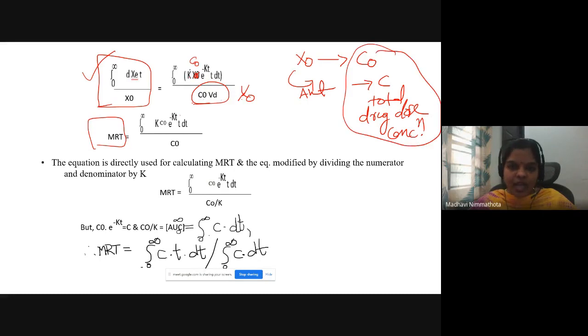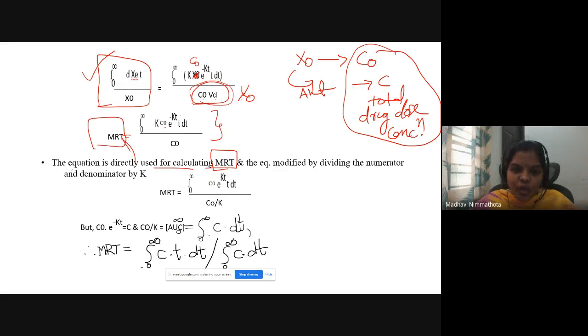So that's why here it is K into C naught into e to the power of minus kt t dt divided by C0 Vd. And then how can you calculate the mean residence time for all the drug molecules? K C naught e to the power of minus kt t dt divided by C0. Then again this C0 Vd you can take as C0. The equations are somewhat conflicting, and in your textbooks you did not get anything. That's why I have written it very clearly. You just note it down clearly. This equation is directly used for calculating the MRT.